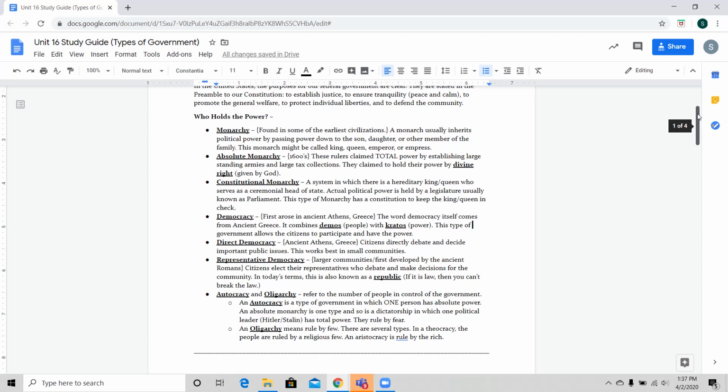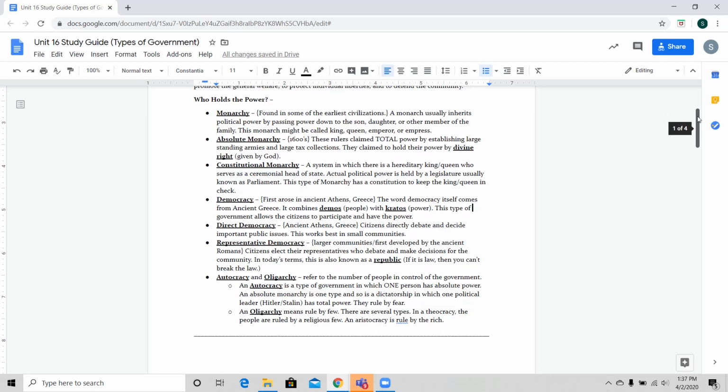Then you have democracy, which means, again, the people hold the majority of the power. Direct democracy, as Ms. Hall already went over, was just where people vote on all the decisions. Representative democracy is where we select those people to represent us. Autocracy and oligarchy, those are our umbrella terms. Autocracy is just a type of government where one person holds the power. Again, there are tons of different kinds of governments that fall under this. Absolute monarchy was one we talked about. Dictators, one we talked about.